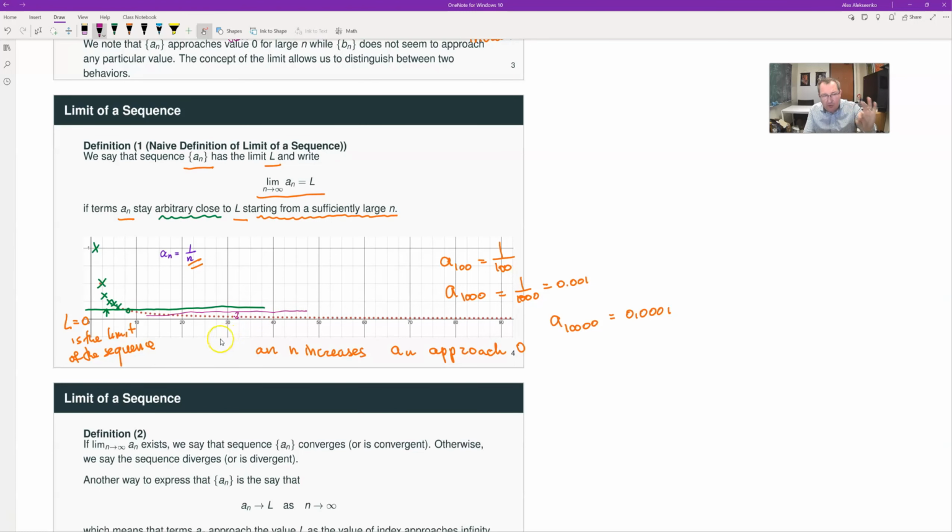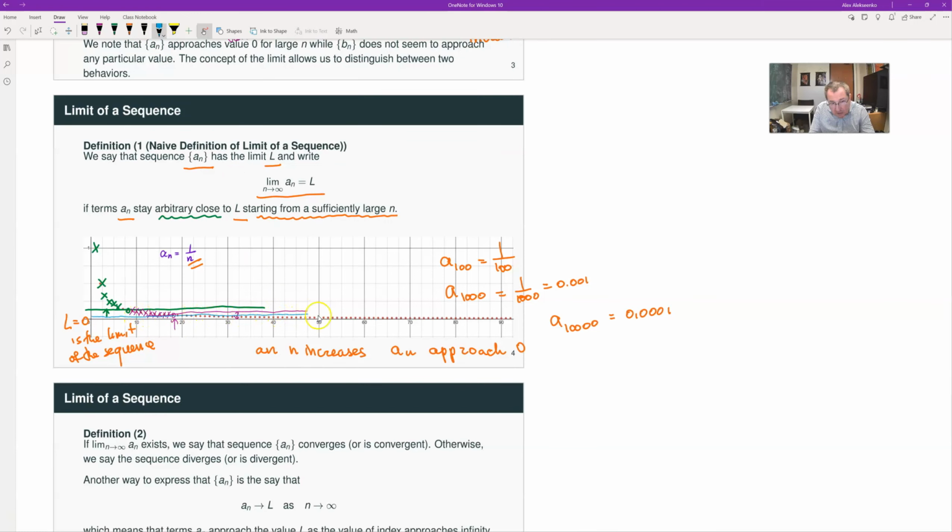Now it's even closer to L equals 0. And guess what? A few of the points are still too far, but starting from this one, all of the elements of the sequence stay below that purple line.